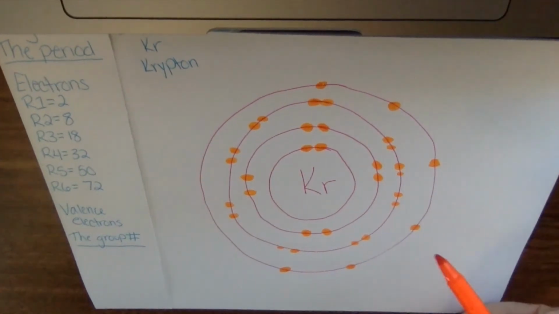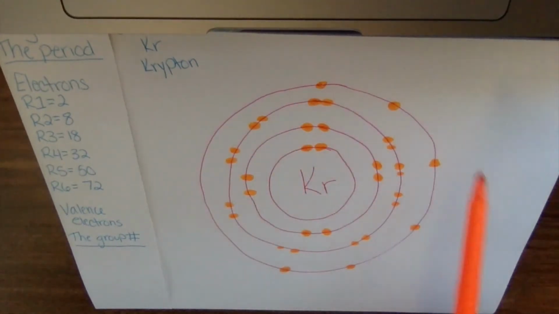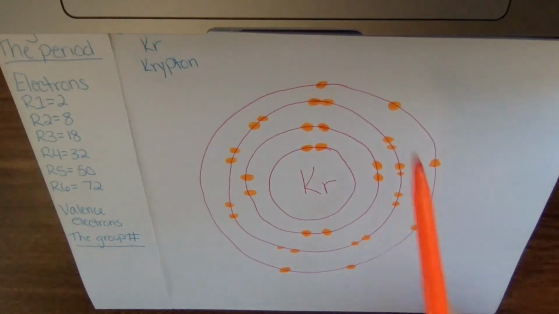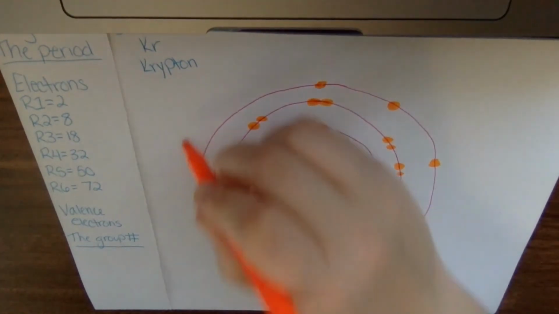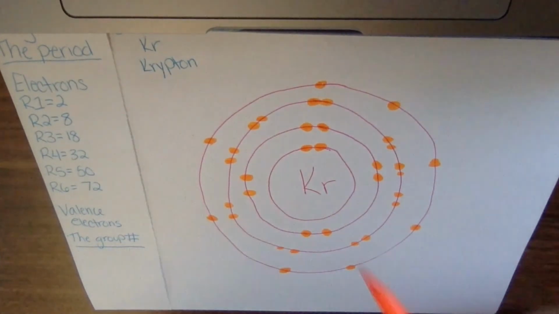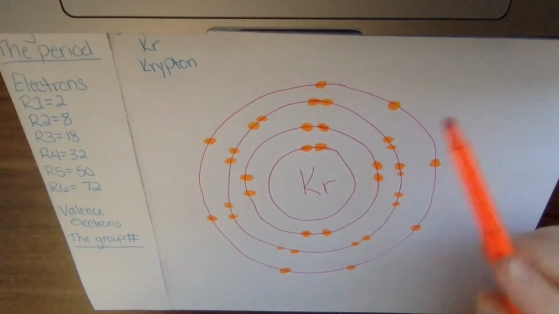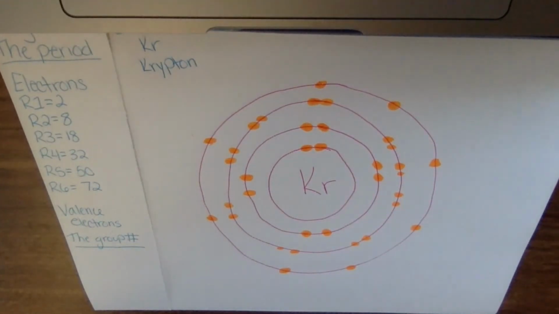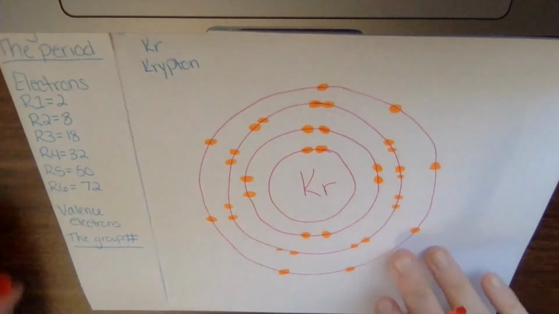Looking to see if I did it correctly, this outer ring should have 8 electrons. Oops, 7, 8. This should have 8 electrons, which it does now because I miscounted. I apologize. Krypton falls into group 18, so it should have 8 electrons on the outside to fulfill its valence electrons.